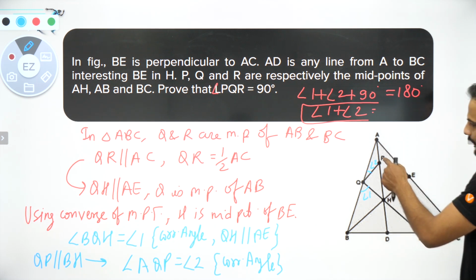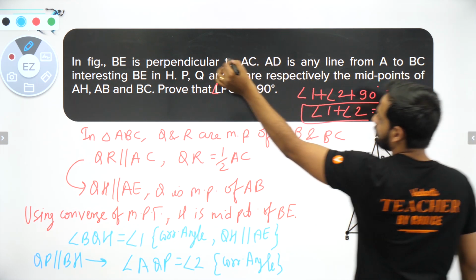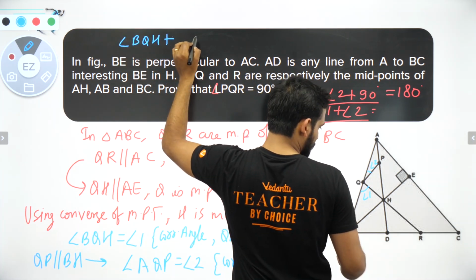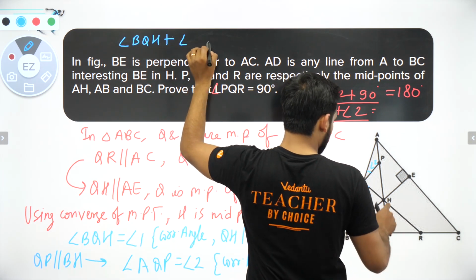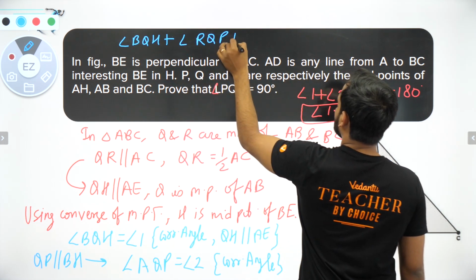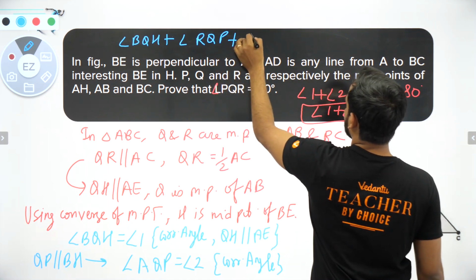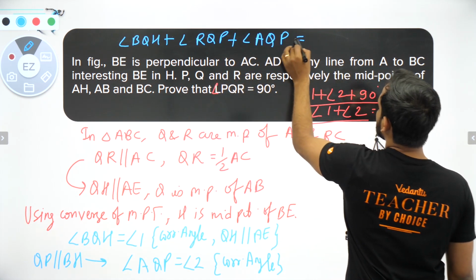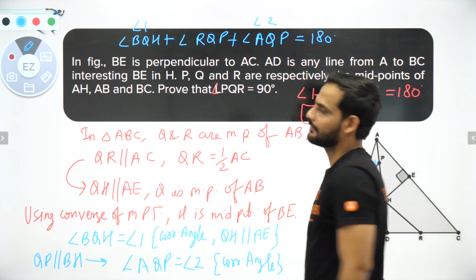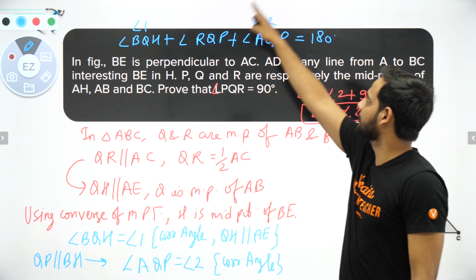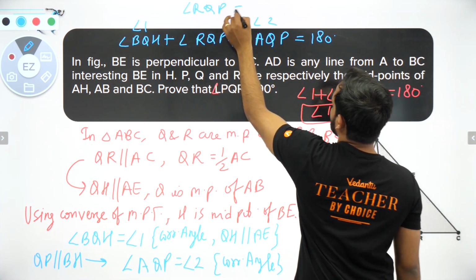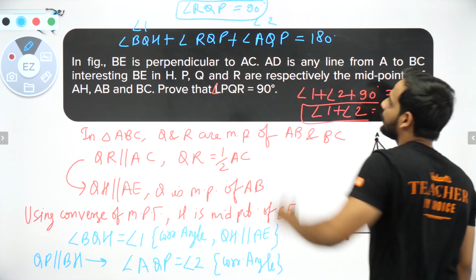So sum of these three angles, angle BQH plus angle HQP or RQP plus angle PQA or AQP should be equal to 180 degree. Now you know this is angle 1 and this is angle 2. So angle 1 plus angle 2 is 90 degree. So you can say angle RQP is 180 minus 90. So angle RQP is equal to 90 degree. Okay, so this is how you have to plan your part.